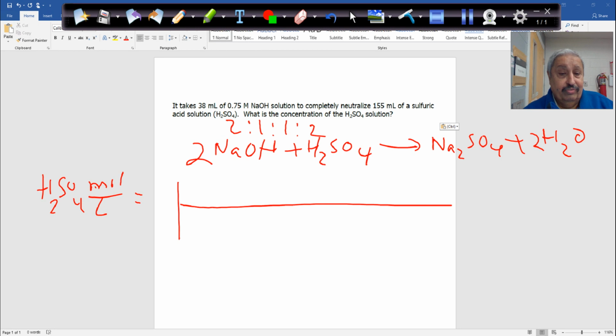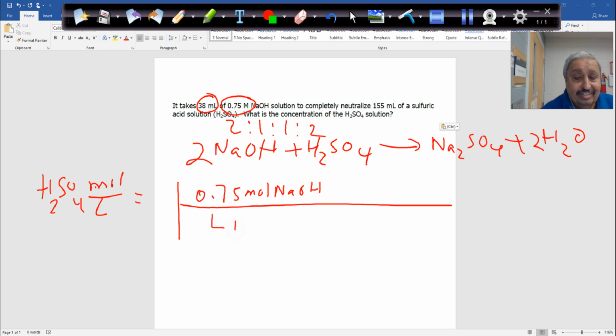The molarity of sodium hydroxide is known because it's given to us, along with its volume used to reach the endpoint. So 0.75 mole of sodium hydroxide per liter sodium hydroxide. That's the first step. That's given. Then you have 38 mL, and you have to convert it to 0.038 liter sodium hydroxide.